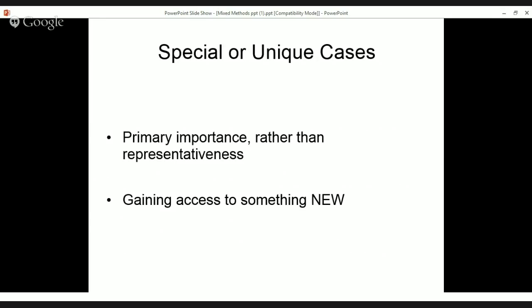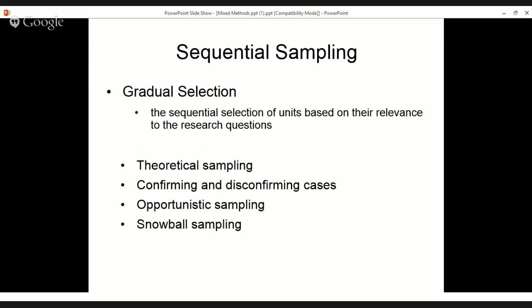Next is sampling special or unique cases. This type of purposive sampling is unique in itself, in that one would use it to show primary importance rather than an overall issue. This is the type of sampling done when researchers are just starting to gain access to a particular phenomenon. Sequential sampling involves the principle of gradual selection. Now, this is the sequential selection of units based on their relevance to the research question.